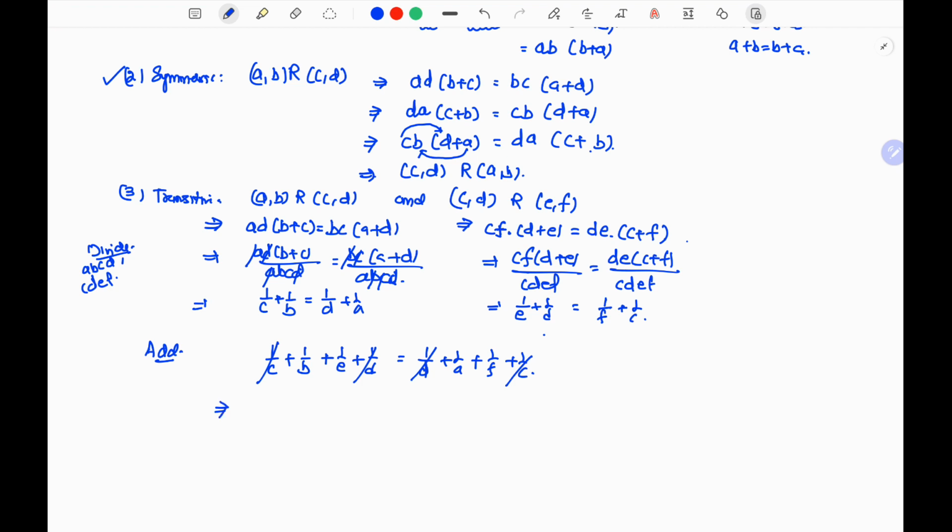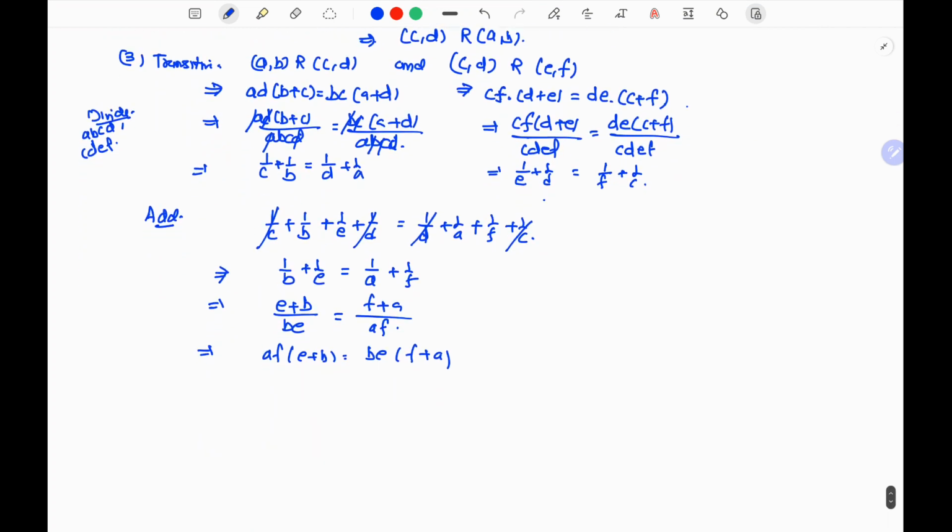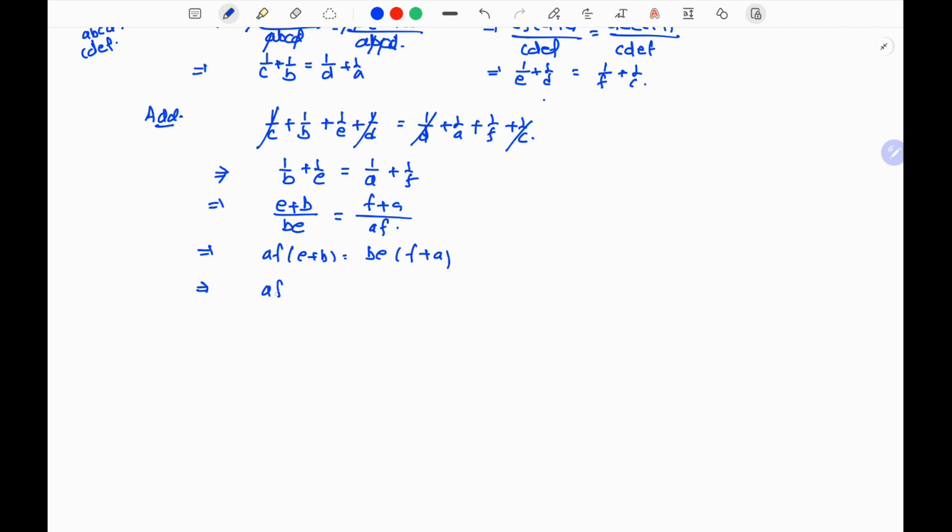So we will have 1 by B plus 1 by E, that is equal to 1 by A plus 1 by F, or it is E plus B divided by BE, equal to F plus A divided by AF, or we can write it as AF into E plus B, that is equal to BE into F plus A. So using the commutative law, we can write it as AF, this E plus B can be written as B plus E, using the commutative law, B plus E is equal to E plus B. So it will be equal to BE into, again using commutative law, A plus F.